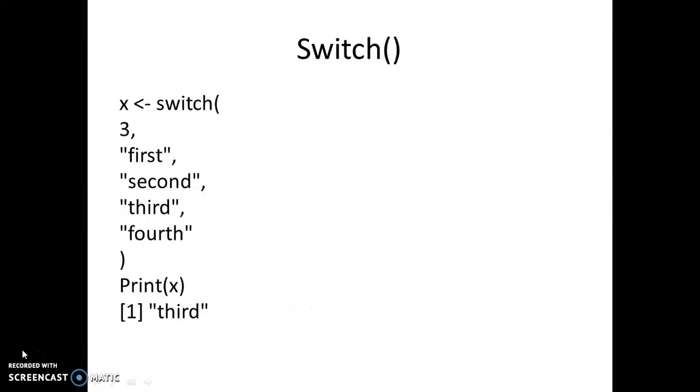Now, let us look at an example of switch. X is a variable which is assigned the output of the switch function, where 3 is the expression given here and there are some character strings separated by commas. These are the cases. Whichever case 3 matches will be given as the output. In this case, X will be assigned the value corresponding to 3, that is, the third one, so the output can be seen as third.